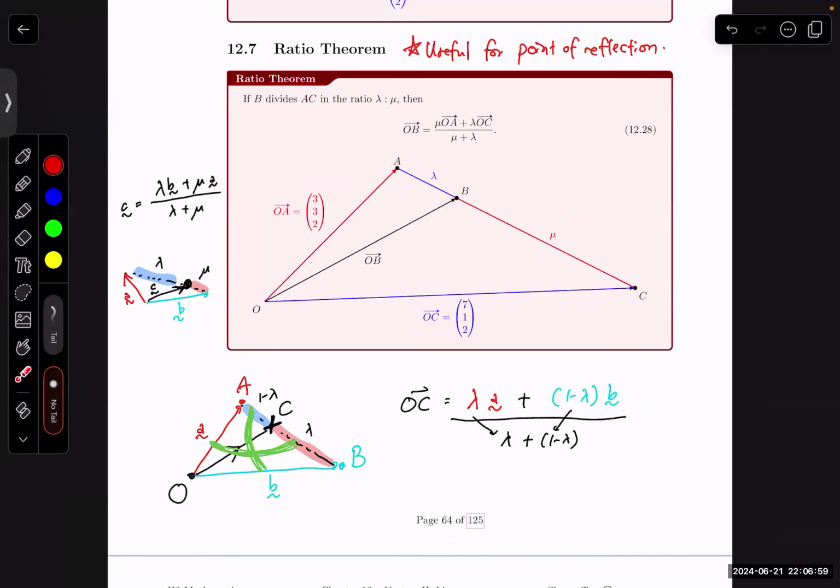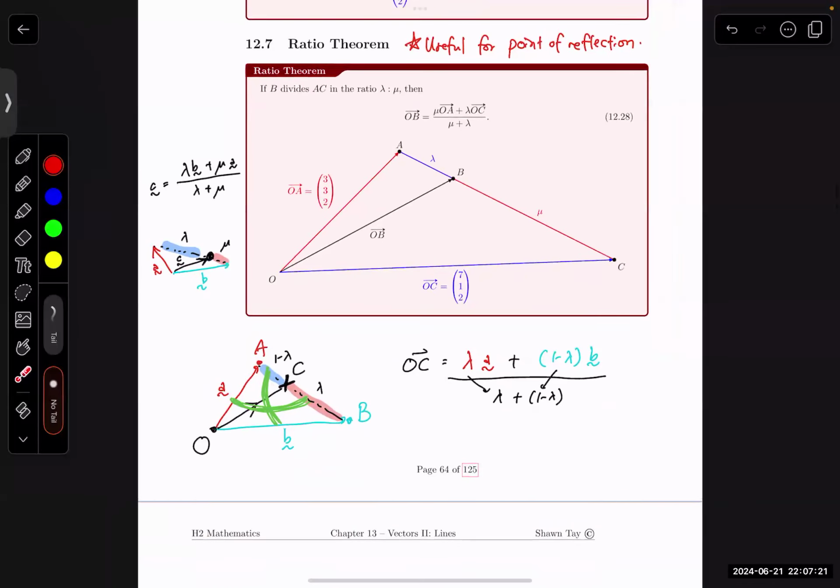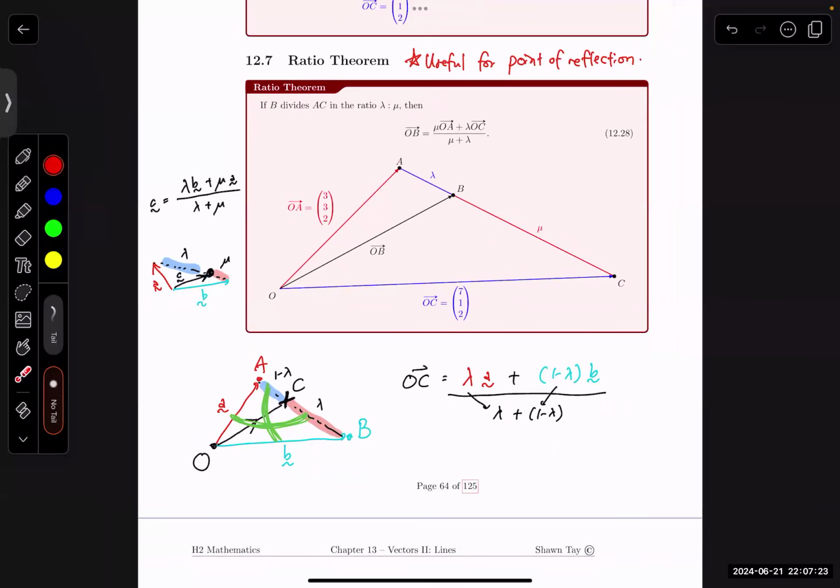Ratio theorem usually is only going to be used for point of reflection. Sometimes you get some weird questions, then maybe you need to use ratio theorem somehow. But in the usual cases, you only use ratio theorem for point of reflection. We are now finally done with the first chapter.